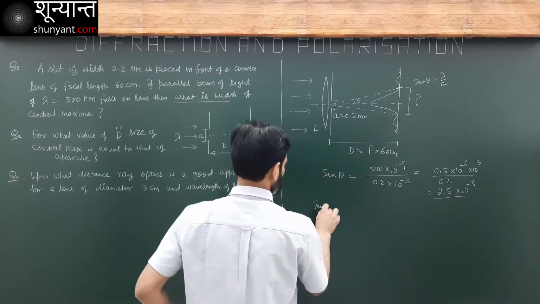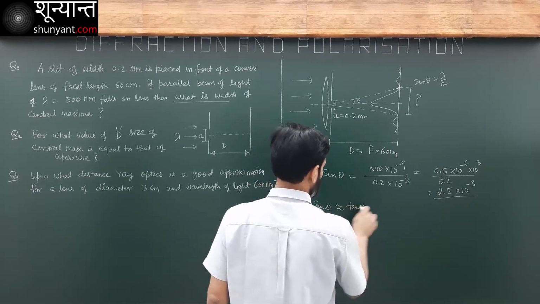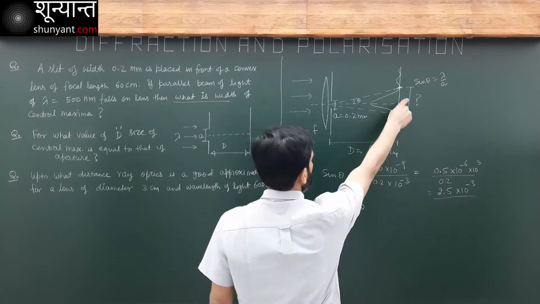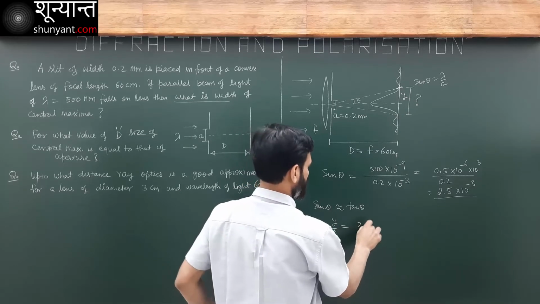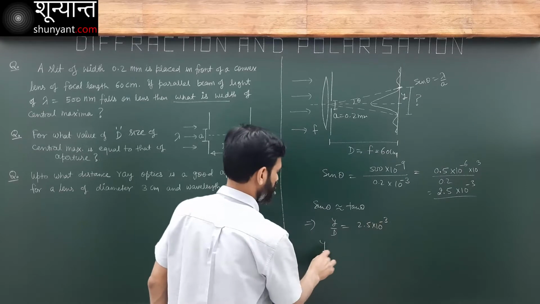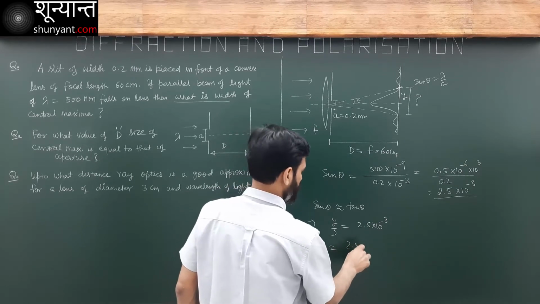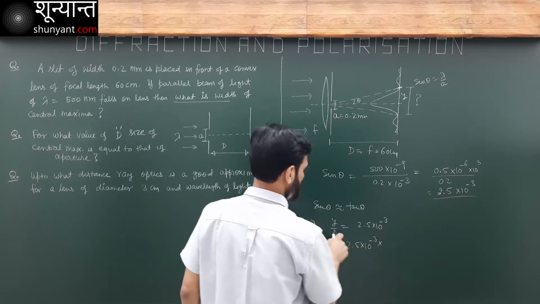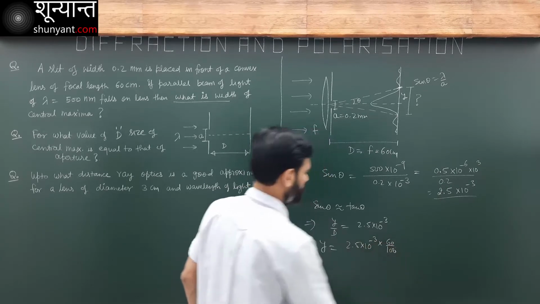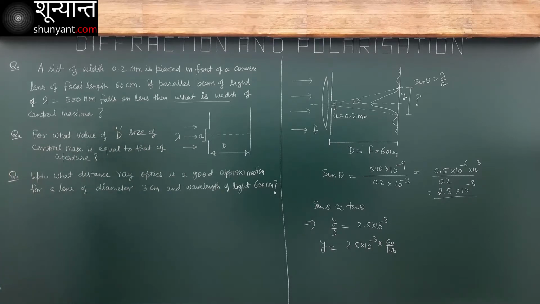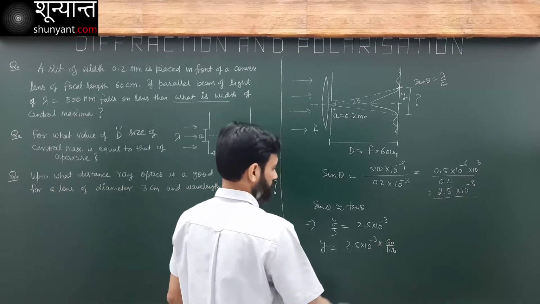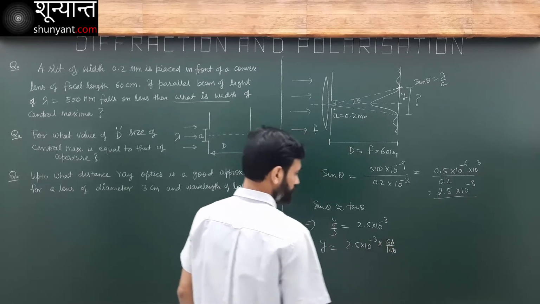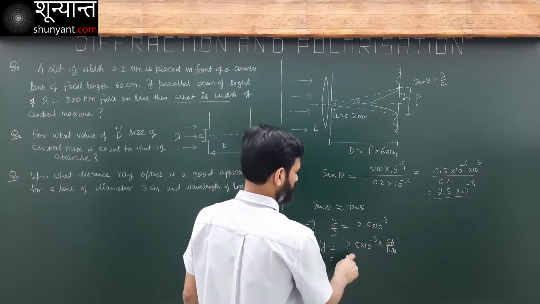So I can approximate sine theta as equal to tan theta. This is y. So y over D is equal to 2.5 times 10 to the minus 3. What is y? y is 2.5 times 10 to the minus 3 times 60 over 100 meter, since it is 60 centimeters. I should keep my screen in the focal plane, at the focus. Then I can see the pattern most clearly. So this is my answer. This becomes 1.5 mm, I guess.